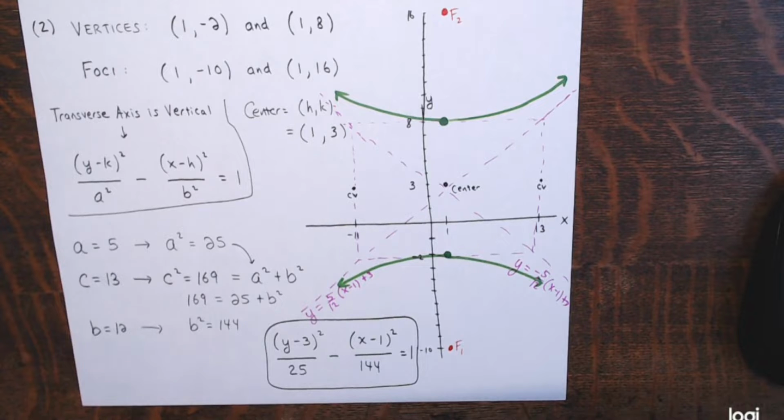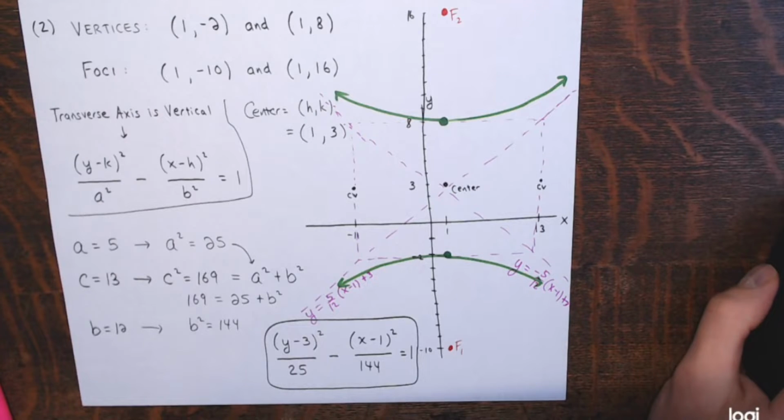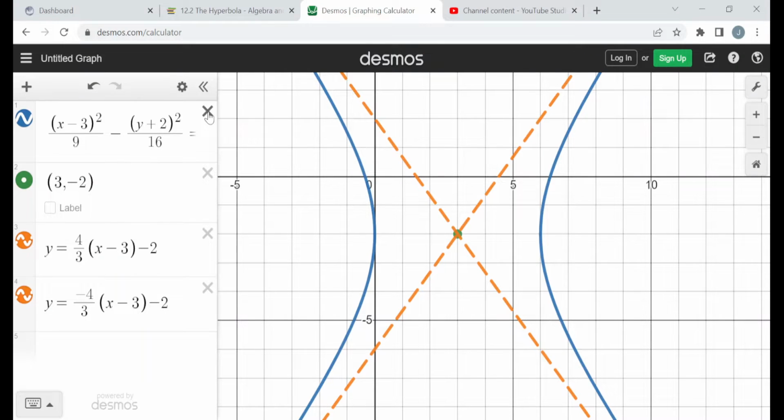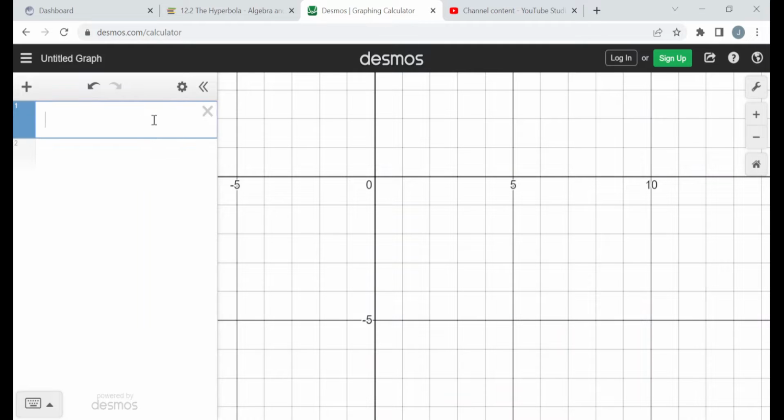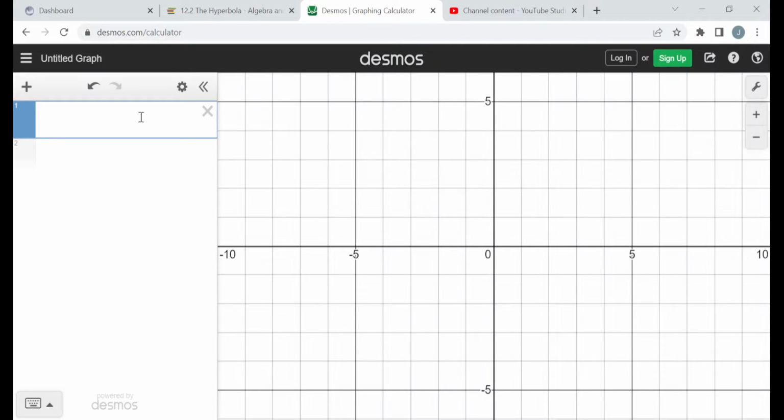And once again, I'm going to go to Desmos and enter this and also punch in the asymptotes I found and see if those work out correctly, if the graph approaches these asymptotes as you move further away from the center. All right. So this time the equation I wrote is y minus 3 squared divided by 25 minus x minus 1 squared divided by 144 equals 1.